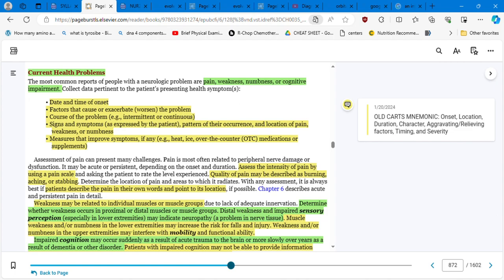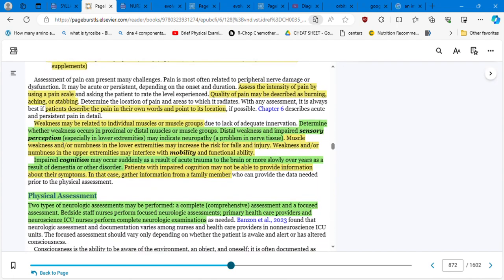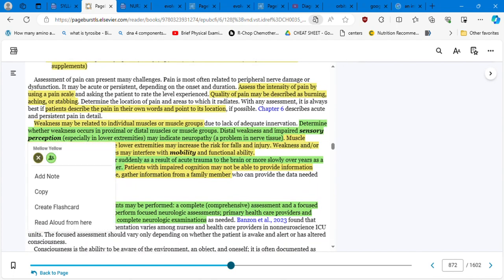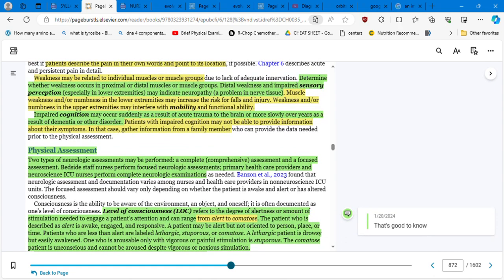Okay, so you have to go deep into it. As you see, they are mentioning here the date and time of onset. Pretty much this could be adapted to the all cards mnemonic. Assess the intensity of pain by using a pain scale. Quality of pain may be described as burning, aching, or stabbing. Patients describe the pain in their own words and point to its location. Never put an adjective to qualify a pain in the mouth of a patient. Let the patient express themselves.